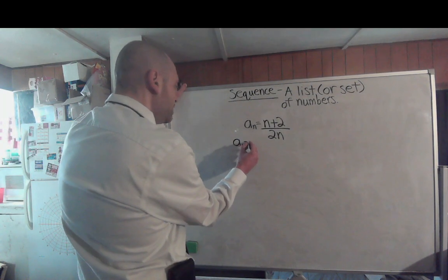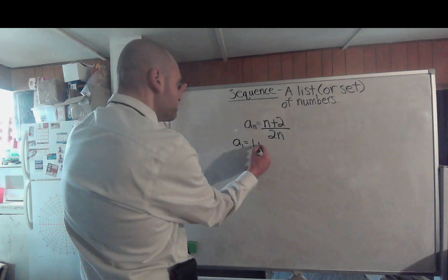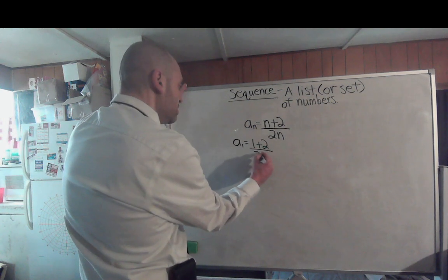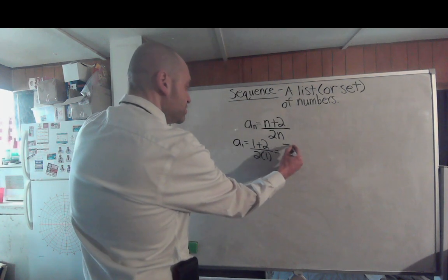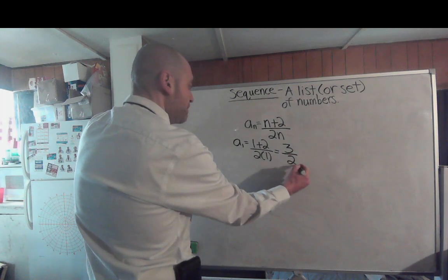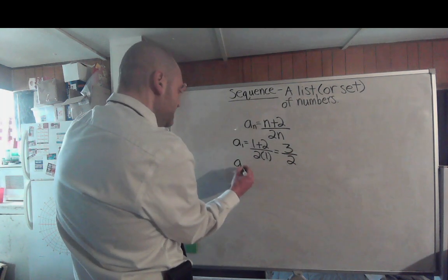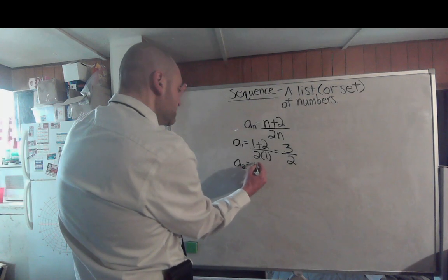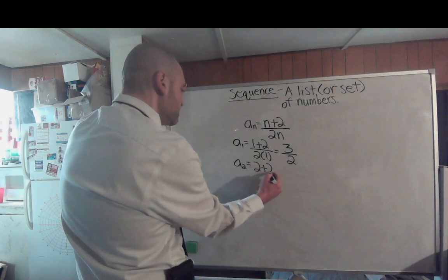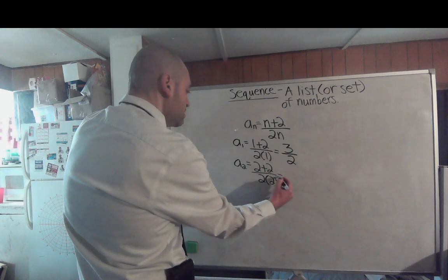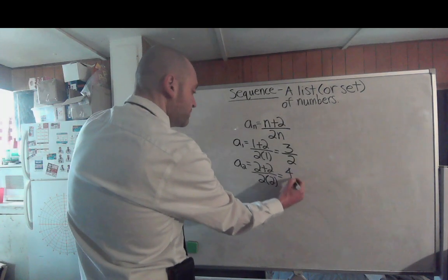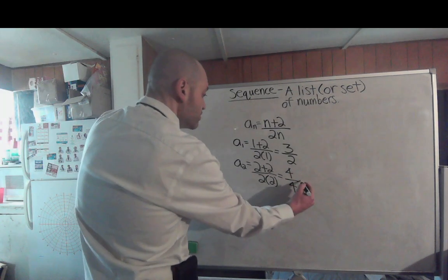So a sub 1, well, that's going to be equal to 1 plus 2 over 2 times 1, which would be equal to 3 over 2. Now let's do a sub 2. So that would be equal to 2 plus 2 over 2 times 2, which would be equal to 4 over 4, which equals 1.